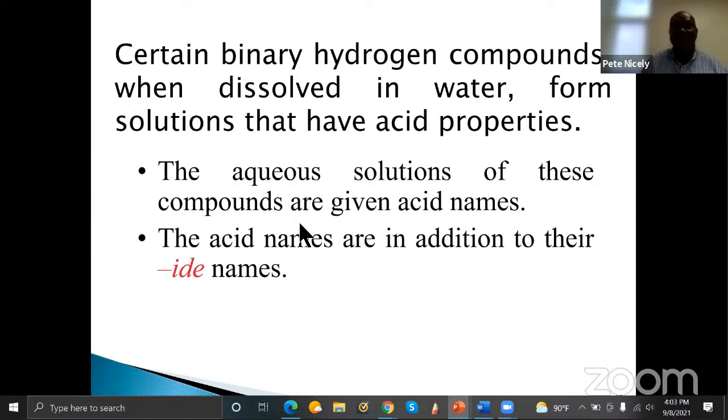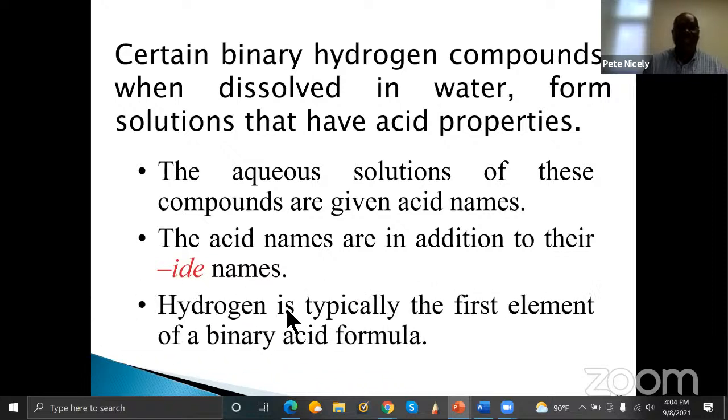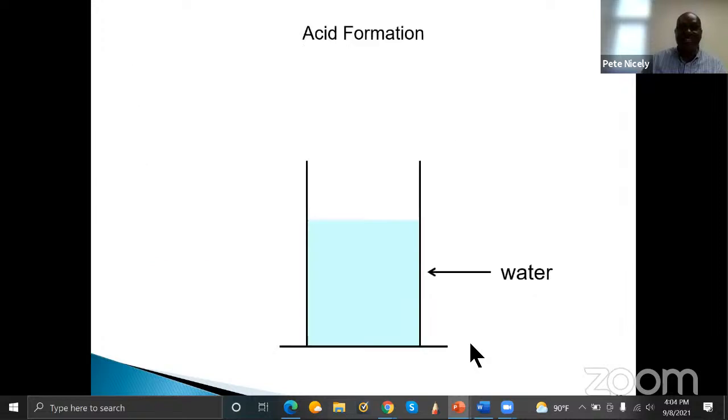Okay, so basically what you'll find is that the solutions of these compounds are given names that indicate that they're acids. However, the original compound that would be dissolved in water would not have the same name. In fact, their names end with -ide, like any typical binary molecular compound. In these compounds, hydrogen is typically the first element in the formula, right? So we're talking about binary compounds which contain hydrogen, combined with some other nonmetallic element, and that compound, when dissolved in water, will produce an acidic solution.